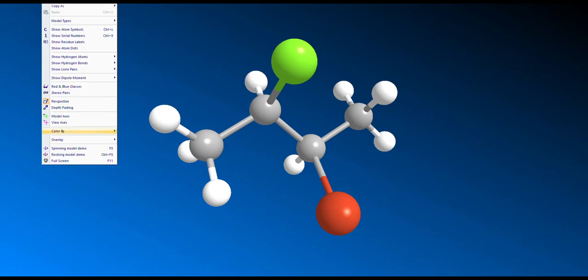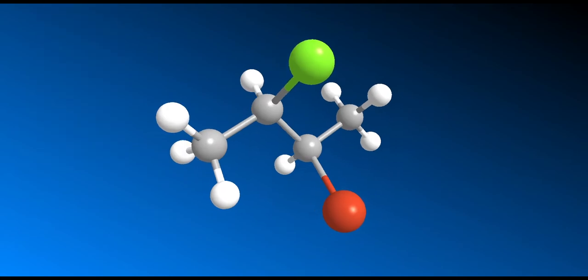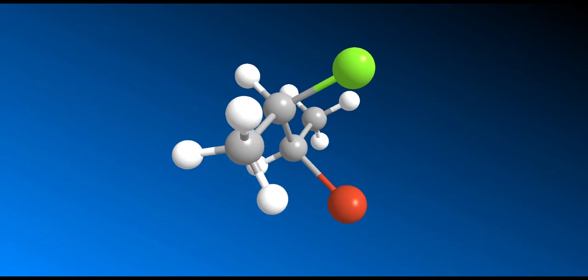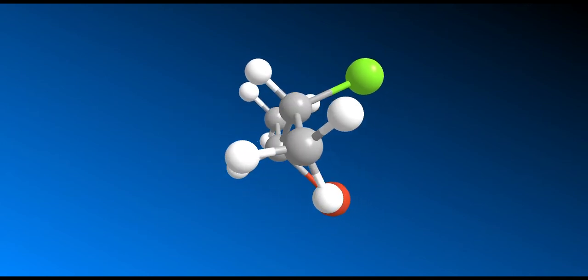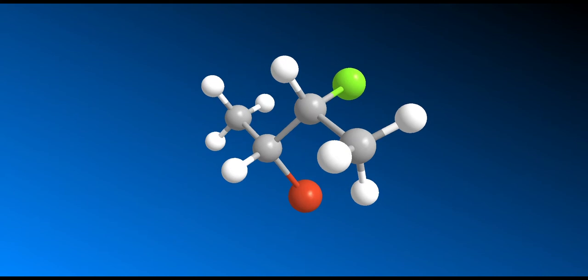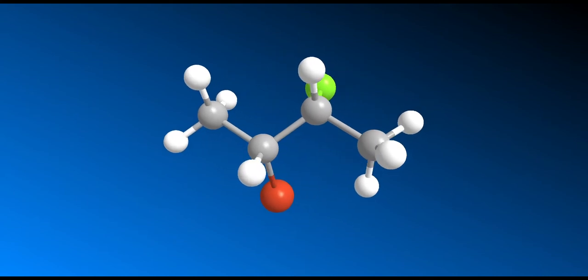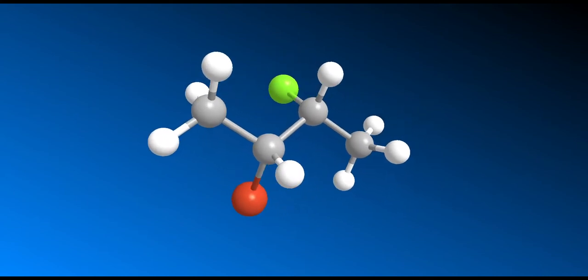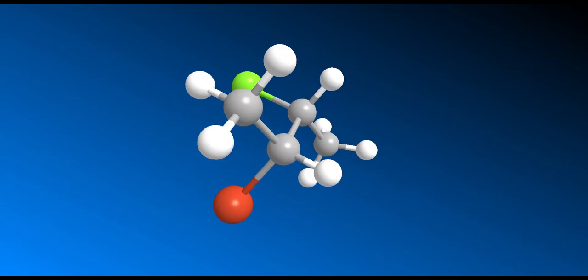To illustrate the conversion of a staggered wedge-dash representation into a Fischer depiction, we have here a simple butane derivative that has an orange bromine and a green chlorine attached at C2 and C3. If this were to be drawn on paper, the bromine and chlorine would both be wedges, and they would both be on the same side of the carbon backbone.